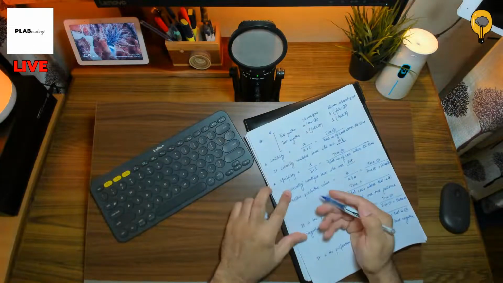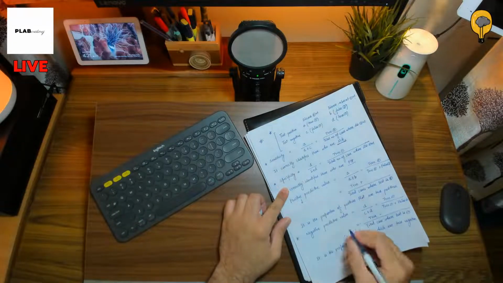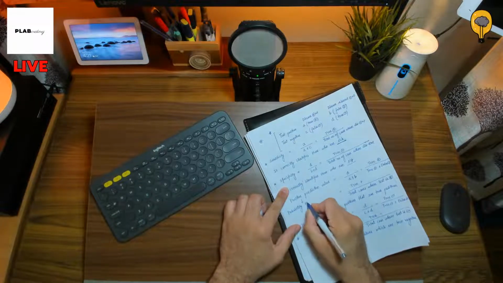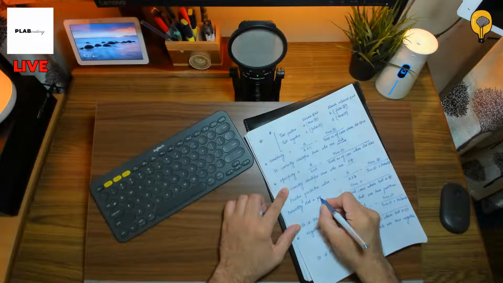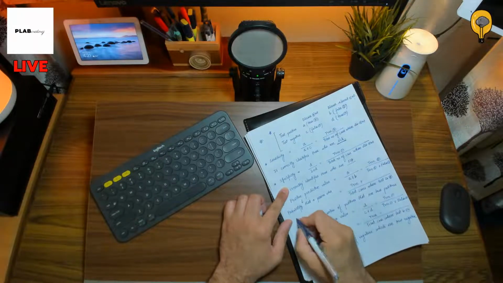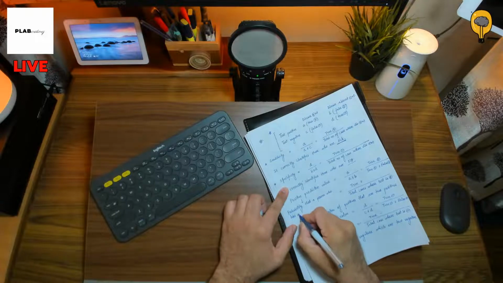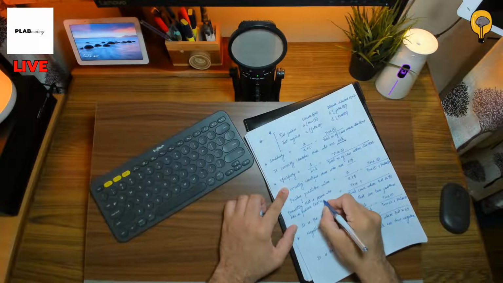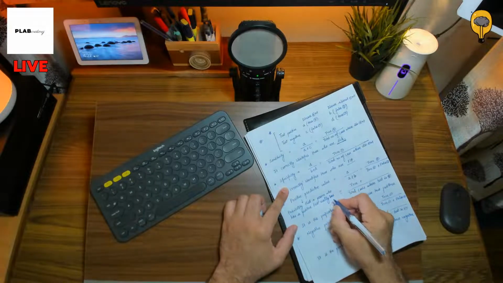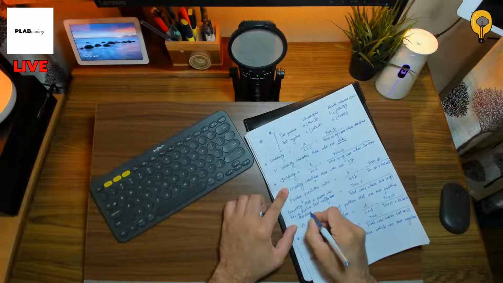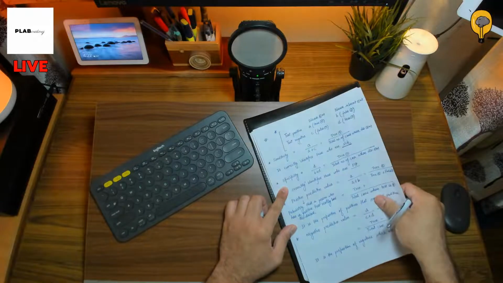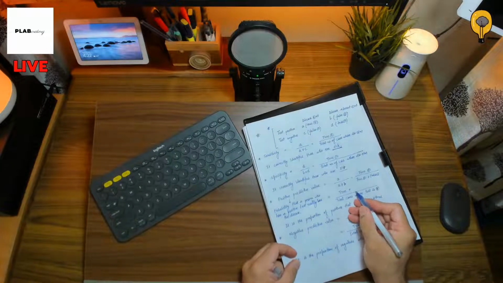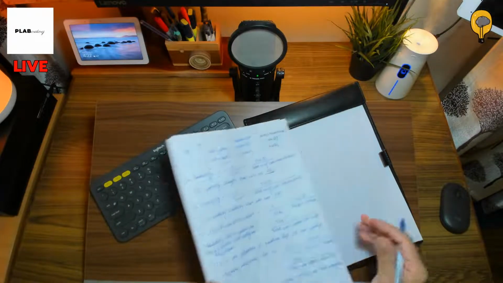Here we can write that positive predictive value is the probability that a person who has a positive test really has the disease. Okay.